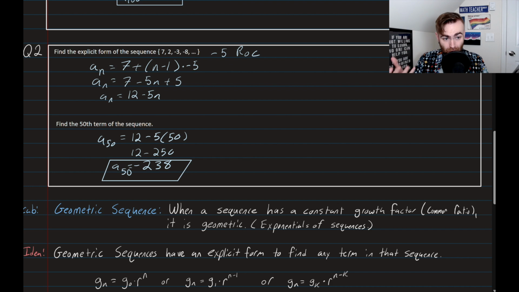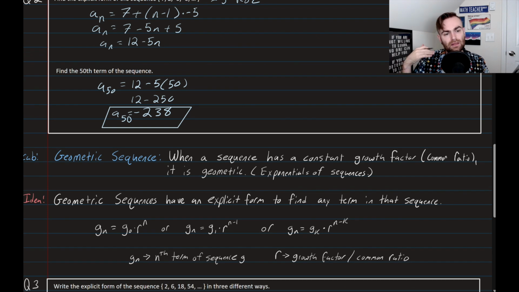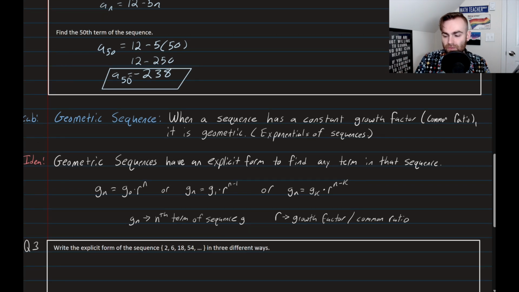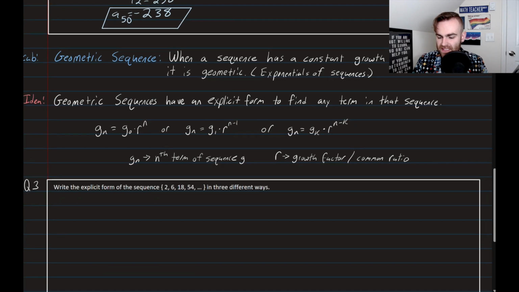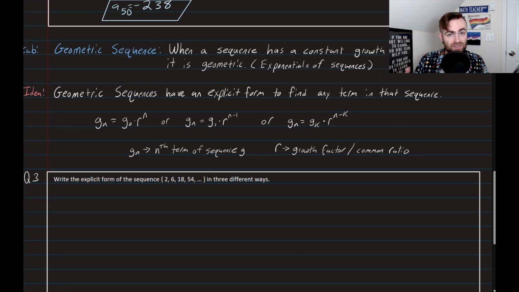The bridge here is what happens instead of adding by the same number each time, and you can add a negative, that's where that negative 5 comes from, adding negative 5 each time. What happens if we multiply by the same number? Whenever we have a sequence where we have a constant growth factor or common ratio, that's what we call geometric. It's the exponentials of sequences, essentially. And we have 3 forms that we can play around with for this one as well. We have a simpler form. We have the 0th term.